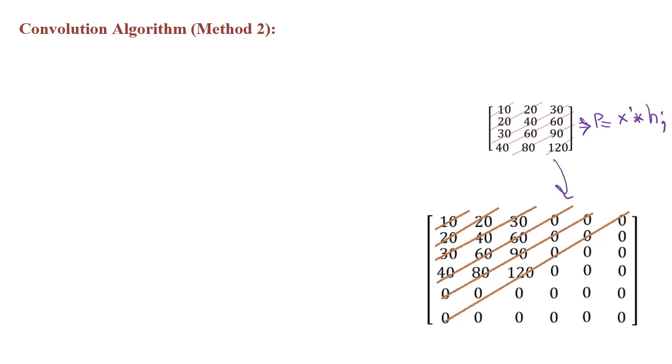The way to do this is to find the length first. We said we need to evaluate len, and we know what len is. Len is equal to the length of x plus the length of h minus 1. So that means to generate this matrix, we need to say P at len, comma len is equal to 0.